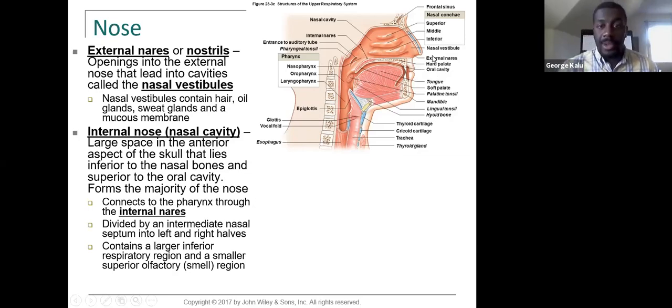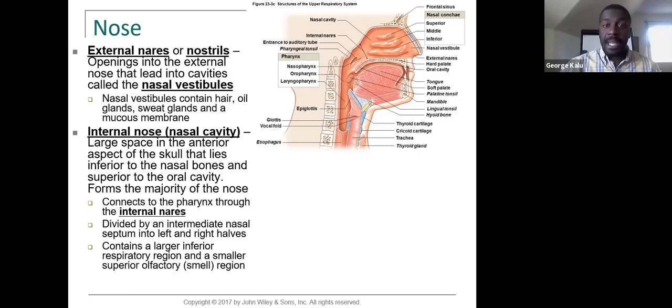Okay, so as we start to move our air from the external nares into the nasal vestibule, eventually it's going to reach this next cavity called the nasal cavity, or also called the internal nose. The nasal cavity is a very large cavity that lies in the anterior parts of the skull. This is going to form the majority of your nose. The part that we're actually able to see, the visible parts of our nose, are actually a small portion of the nose as a whole.